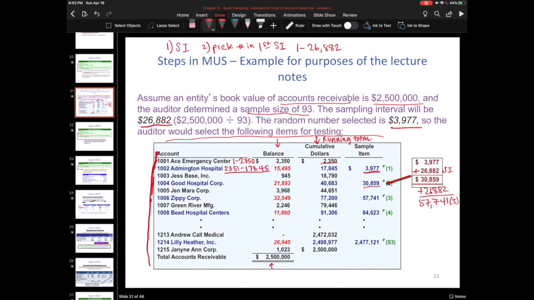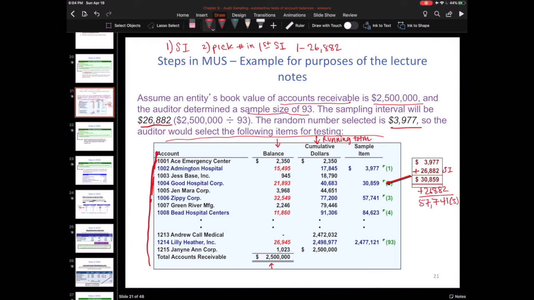The first dollar we picked was really in here, right, between the $23.50 and the $17,845, and so that is part of Admington Hospital's balance, $23.51 to $17,845. So that's why this cumulative dollars column is so important for figuring out which sample items you've selected.